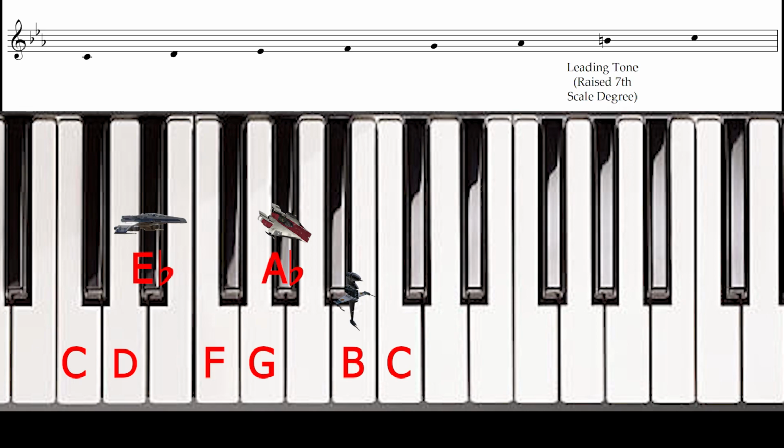When we raise the 7th scale degree in minor, in order to better suit the function of the harmony, this is what's known as harmonic minor, our second type of minor scale or minor mode.